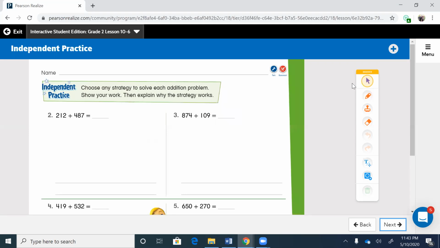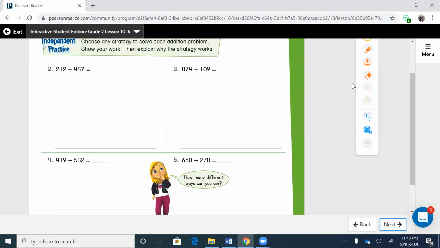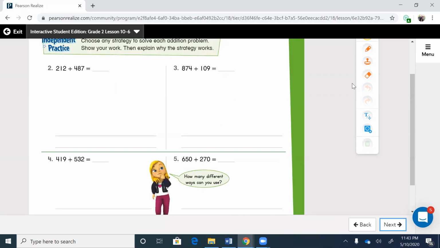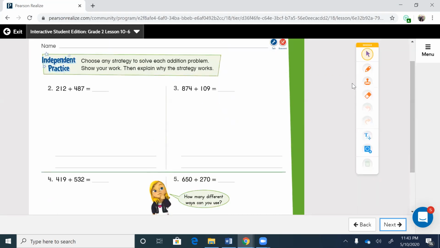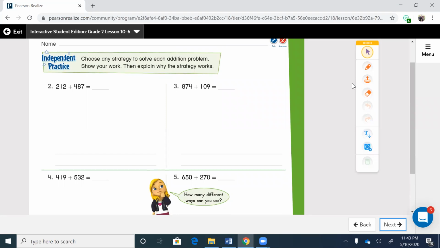Okay, so now we're going to try it out. So number 5, if you're going to be doing this on paper, number 5 is the problem you'll do and then take a picture of it. If not, stick around because we're going to do it in Portfolio. All right, here we go. We're going to work on different strategies.